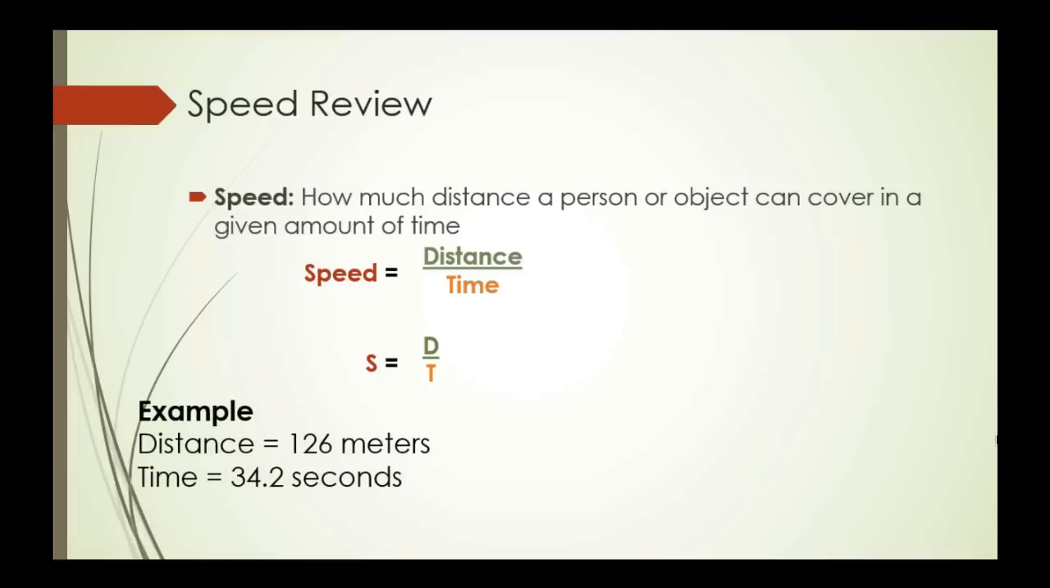So for example, we have a distance of 126 meters. We have a time of 34.2 seconds. So what do we do? S equals, speed equals 126 meters divided by 34.2 seconds. And if you plug that into your calculator like we've done already, you would get 3.7 meters per second.